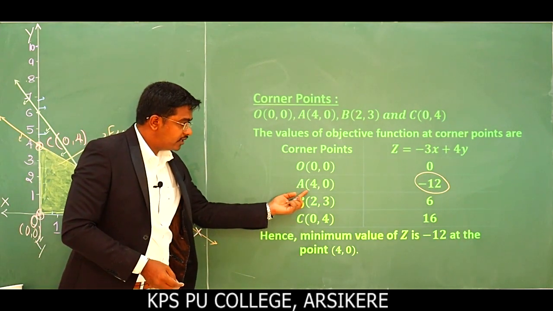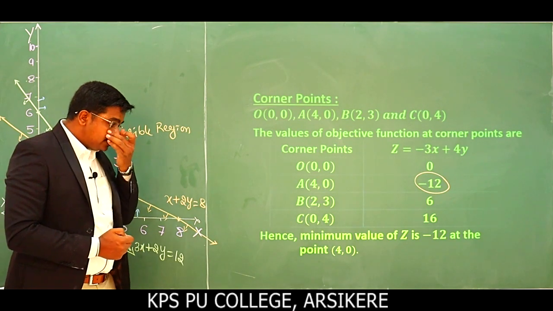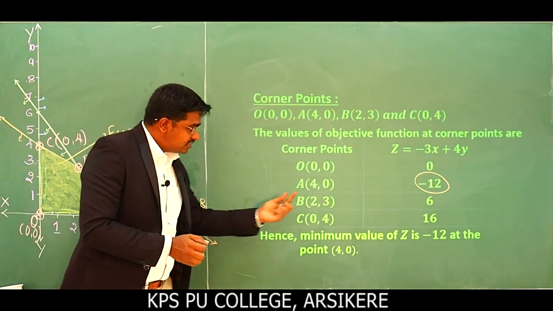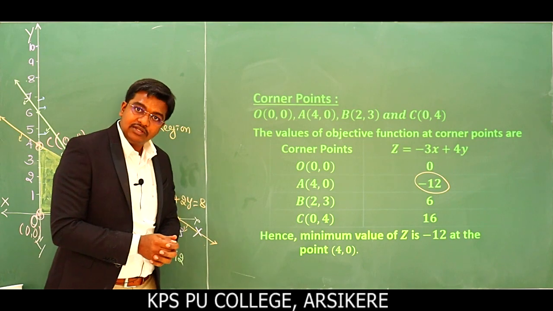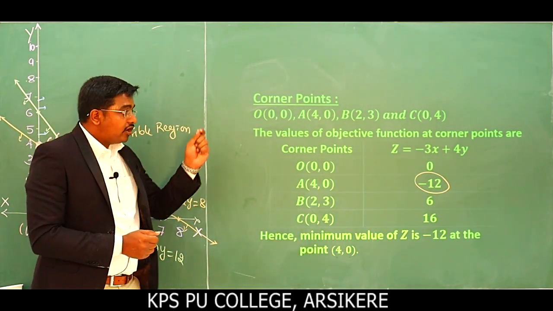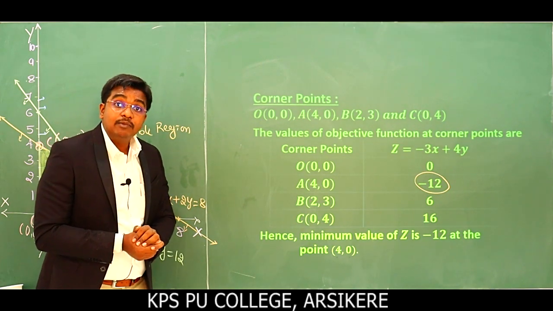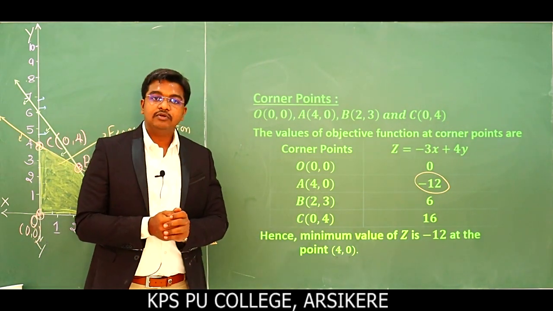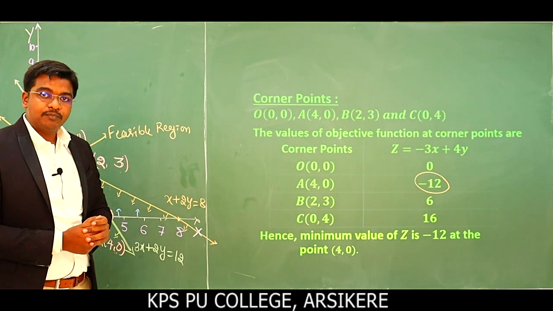The corresponding point is 4, 0. It means x is equal to 4 and y is equal to 0. I repeat, x is equal to 4 and y is equal to 0. In that case, the objective function attains its minimum value. This is the case. Okay, so now let us discuss the second problem.